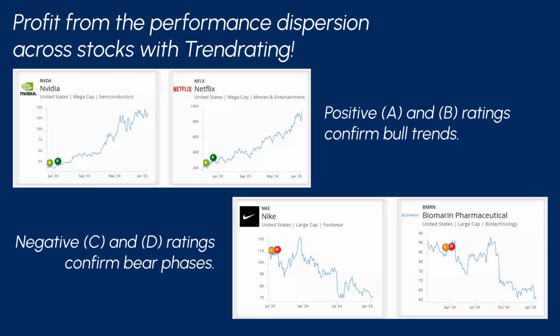Trendrating's methodology is designed to identify price trends with a time horizon of 6 to 18 months. Our AI-driven, multi-factor trend discovery model issues 4 grade ratings to assess the actual direction and quality of trends. A and B ratings confirm bull trends, while C and D ratings signal bear phases. Here you have a few example charts showing Trendrating in action.